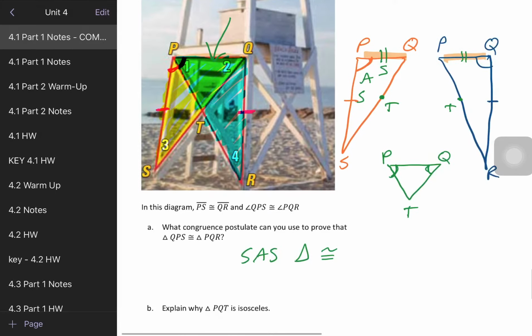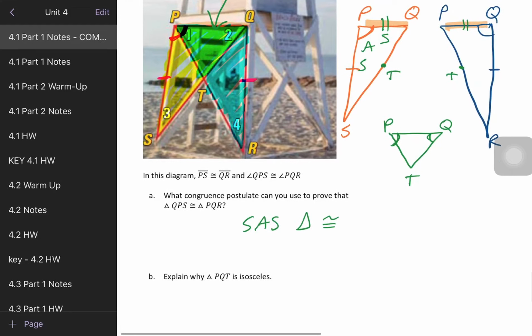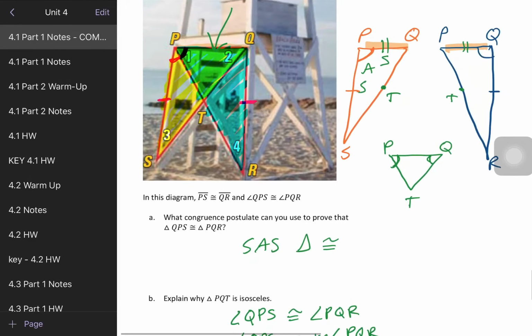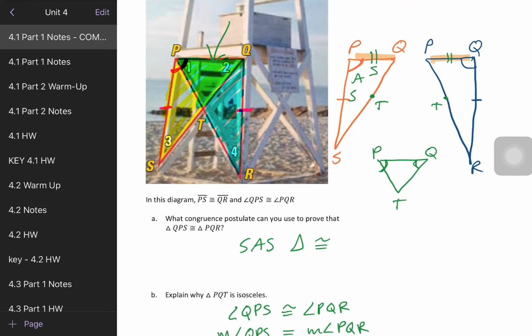All right, let's dig into that for a second here. We know that angle QPS is congruent to angle PQR. And the reason that's true is that the measure of QPS would be equal to the measure of PQR. And eventually you can break this down into two smaller angles, and then they'd end up being congruent by the angle addition postulate.